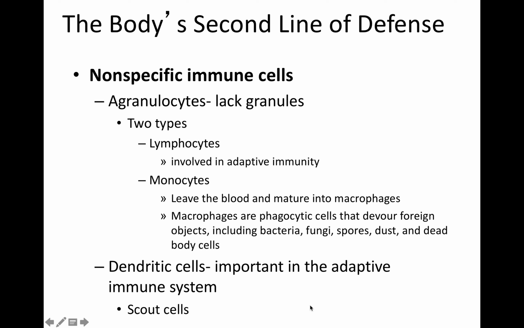And then lastly, dendritic cells, which are very important in the immune system. They're found beneath the skin and in the mucus, associated with the mucous membranes, and they sample antigen, and they'll take it to local lymph nodes to present the antigen to adaptive immune cells. So these are what I call scout cells. They're constantly sampling antigen.